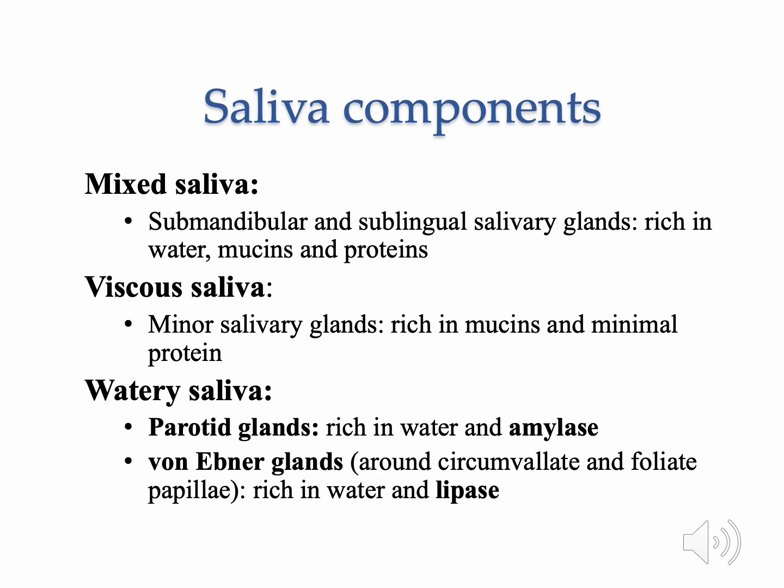And then lastly, we have our watery saliva. The watery saliva, the majority of which is coming from the parotid glands, has a lot of water and is quite rich in amylase. Amylase helps to break down starches. And then from the serous glands of von Ebner located along the circumvallate papillae, we have also a watery saliva, and this one tends to be a little bit richer in lipase, which helps break down lipids. So both of these salivas do aid in the beginning of digestion within the oral cavity.